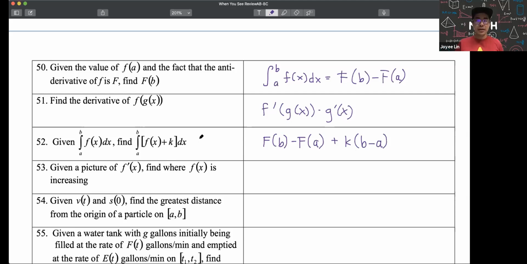And then if y'all need to know, we can split it up into the integral of f of x dx plus the integral of k. The integral of k is a constant.